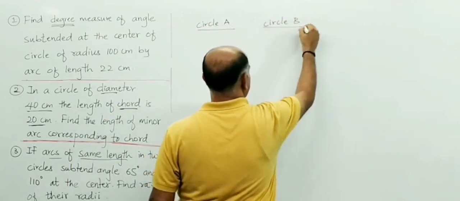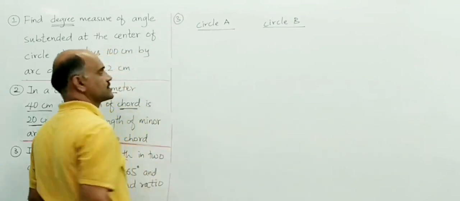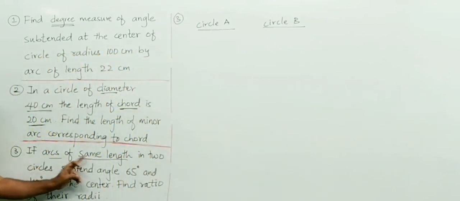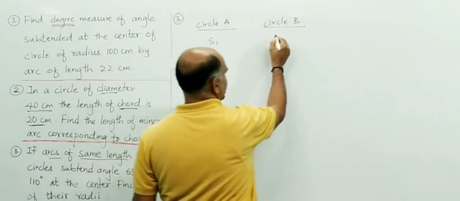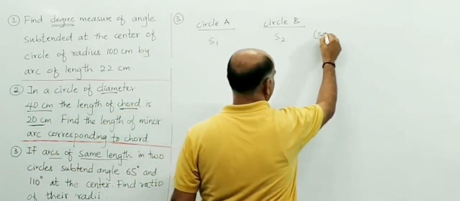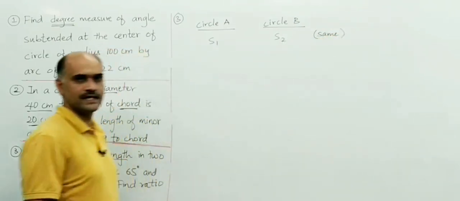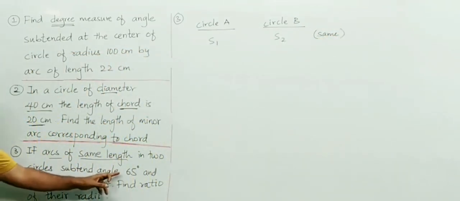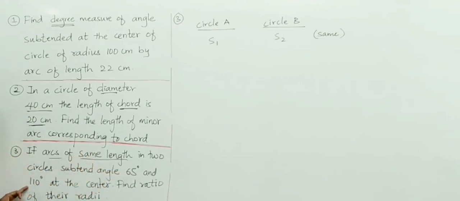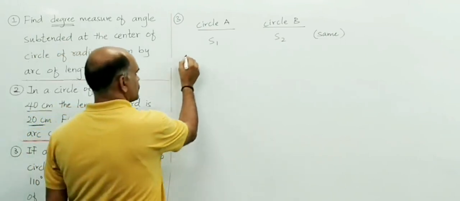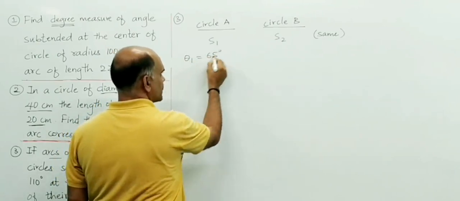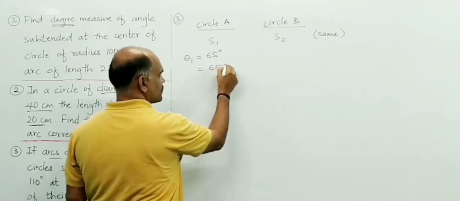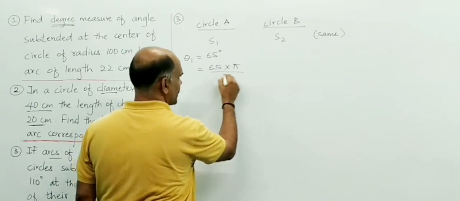There are two circles. In both circles arc length is same. So here S1 and here I will take arc length S2. He has given both are same, S1 and S2. So first circle arc makes an angle 65 degree, and in second circle it is 110 degree. So theta 1 is 65. If I convert it into radian, this is 65 into pi by 180.